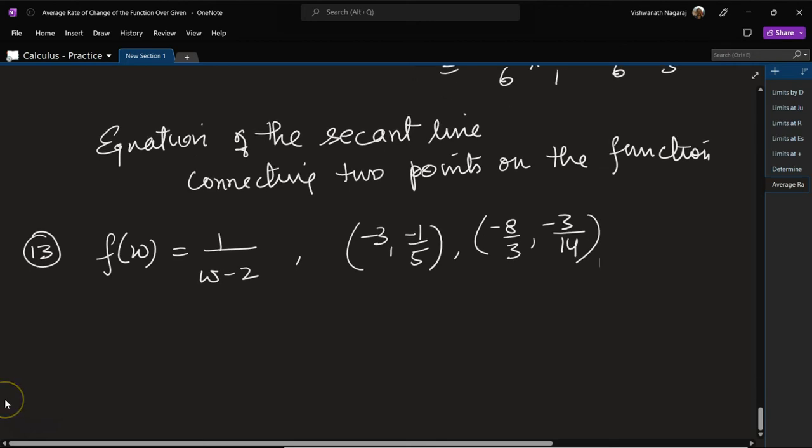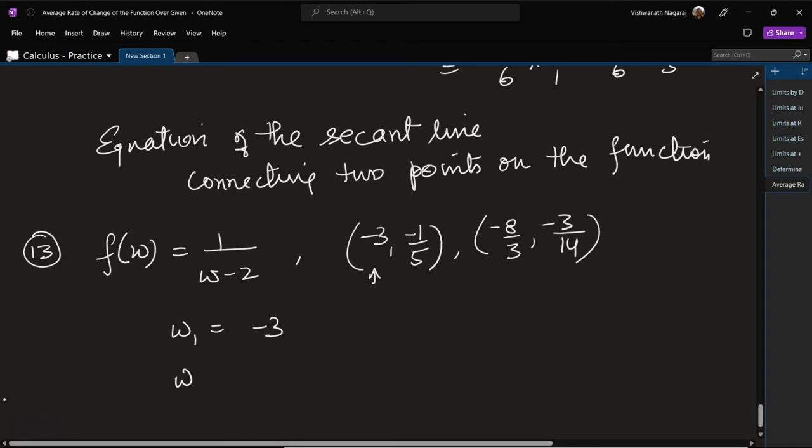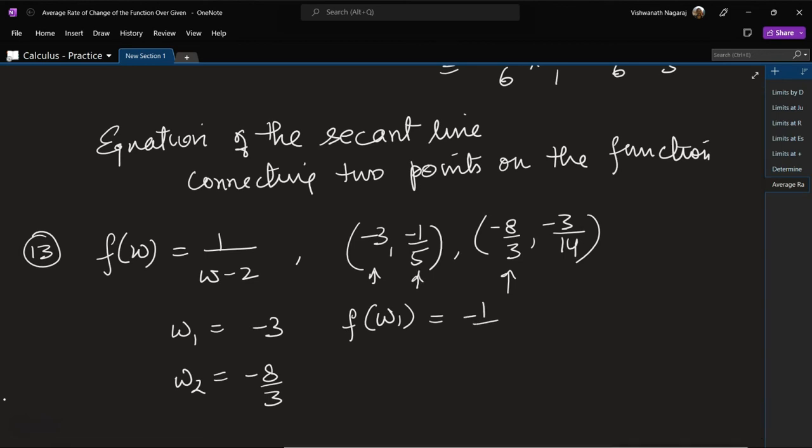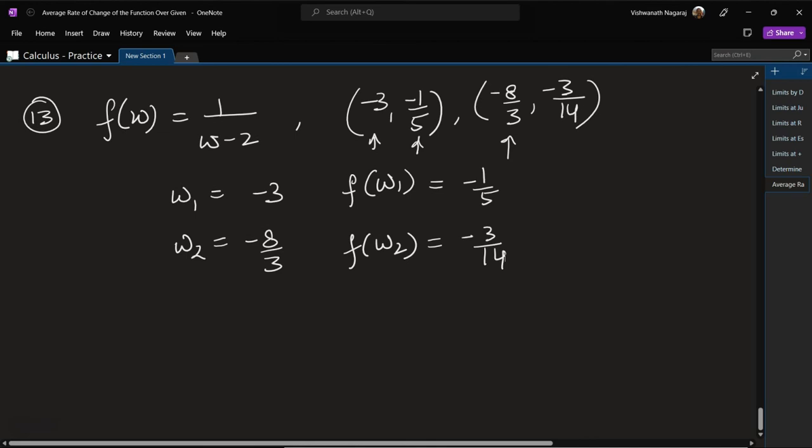So these are the 2 points, which means basically that your w1 is equal to minus 3 and w2 is equal to minus 8 by 3, and f of w1 is equal to minus 1 by 5 and f of w2 is equal to minus 3 by 14. Okay, we don't have to evaluate it, it is already given. So when we connect these 2 points, we are going to get a line. So to figure out the equation of a line, what do we require? We require a point and the slope. If we get these two, we will be able to figure out the equation.